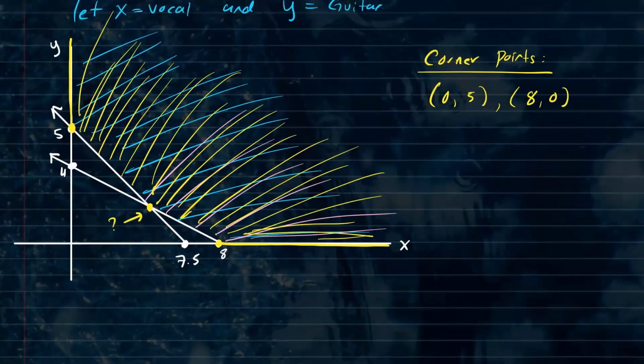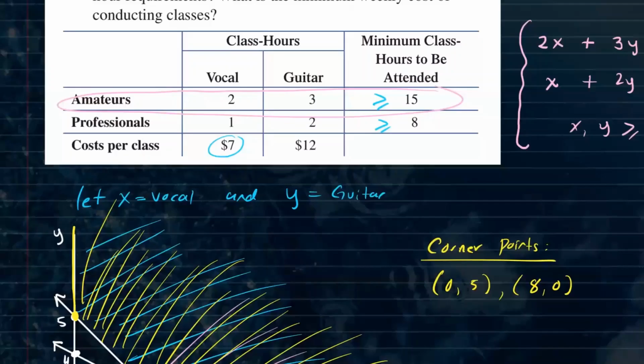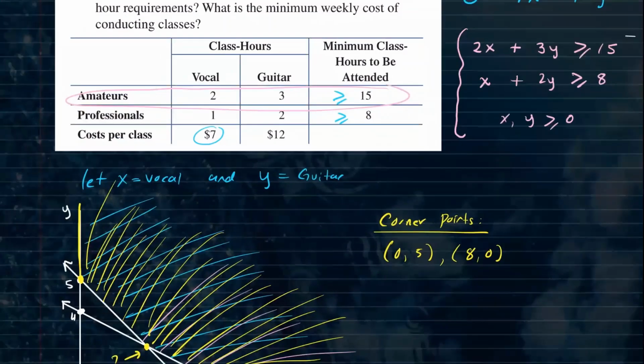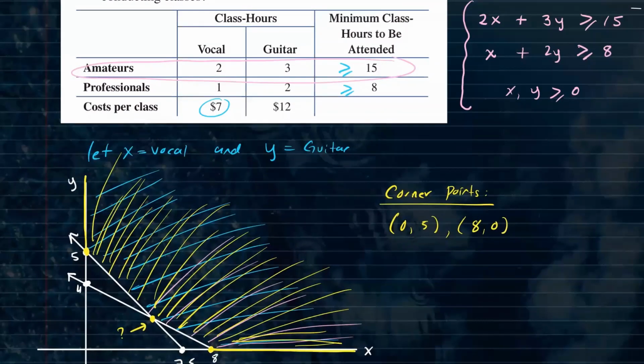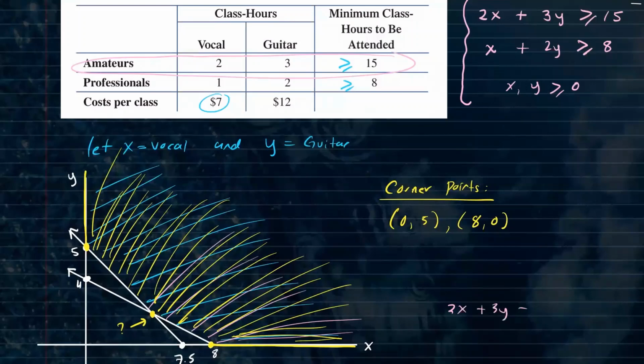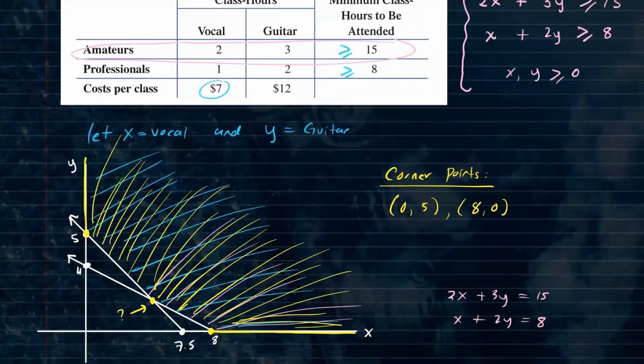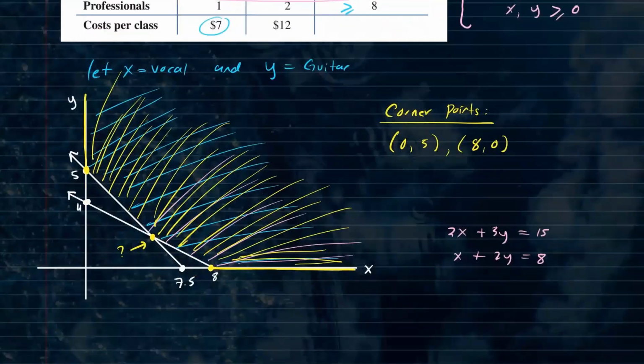So for that, we're going to solve the system. So find that point by solving that system. So we have 2x plus 3y equals 15, and then x plus 2y equals 8. We're going to solve this. So I'm going to go ahead and multiply the second equation by negative 2. So that gives me negative 2x here, and negative 4y here, and negative 16 there. Now I add them up. So the x cancels. You have 3y minus 4y. That's negative y is equal to negative 1, which means y is 1.